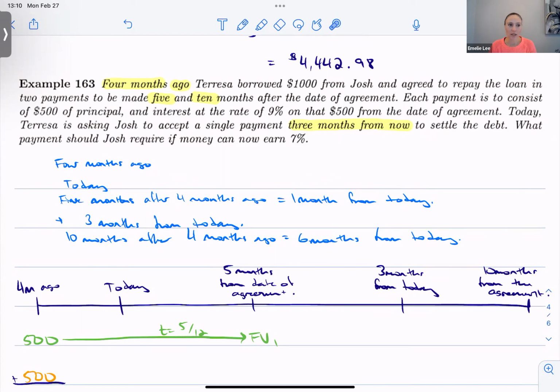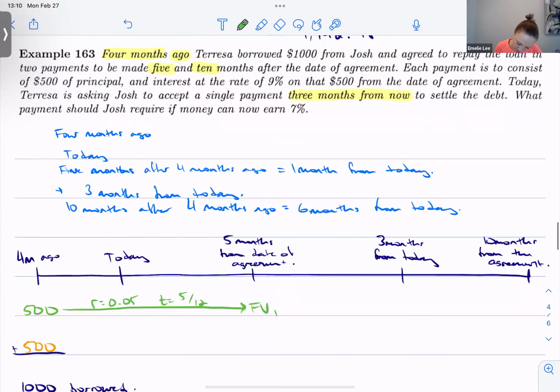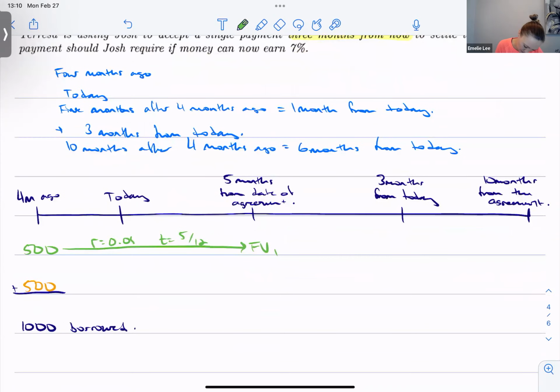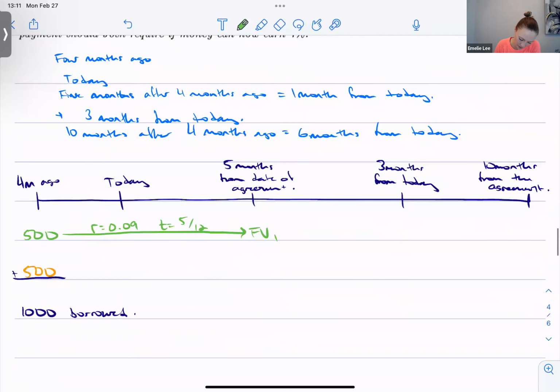So there's some future value 1. And what I want to point out is that the interest rate is 9% on the $500 from the date of the agreement. So for these amounts, the interest rate is 5%. I am going to jot that down as well, because we already saw that it's going to change. I said 5, but it's actually 9. And the interest rate of 9%. That's for the initial agreement.